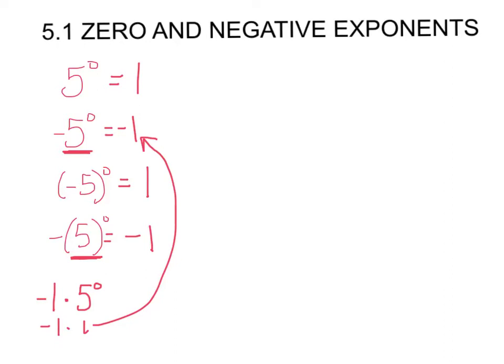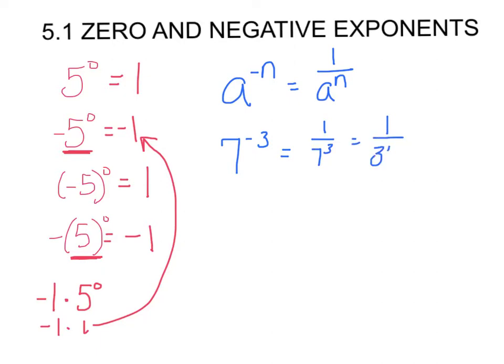Let me explain this to you. The rule states that if you have a non-zero number, which we're going to call A, that's your base, and you have a negative exponent, which we're going to call an integer n, we're actually going to get 1 over a to the n. So let me put that as an example. 7 to the negative 3 power is going to give you 1 over 7 to the third. And then you'd actually simplify it one more step and put 1 over 343. That's 7 times 7 times 7.